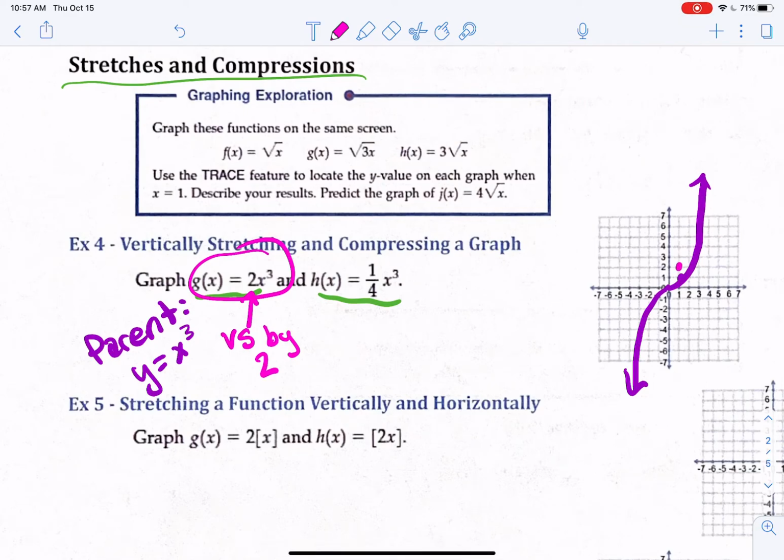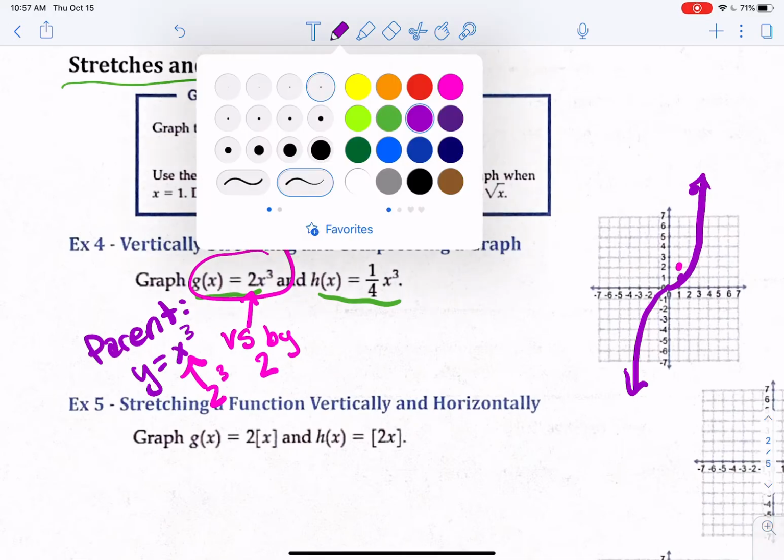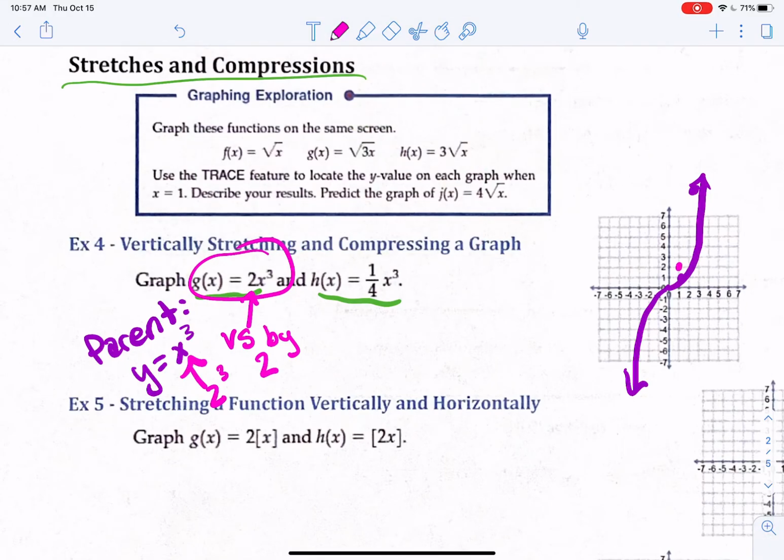The point on the purple graph at 2 should be at 8, because 2 cubed, if I'm looking at my original function, 2 to the third power is 8. So on my purple graph, my original graph, 2 to the third power should be crossing up here at 8. So actually, if I multiply that by 2, 2 should be hitting at 16. Okay, because 8 times 2 is 16. So all the way up here is 16.